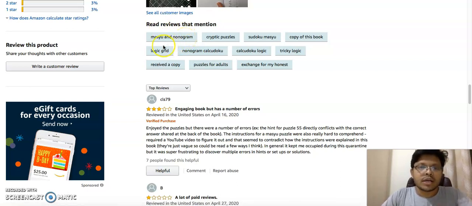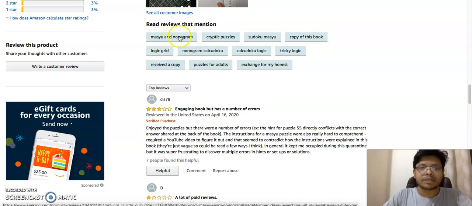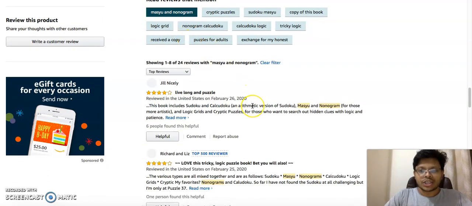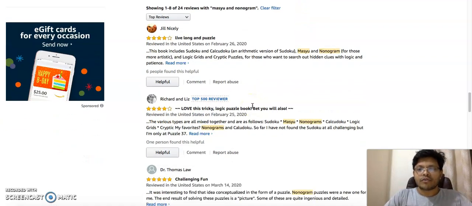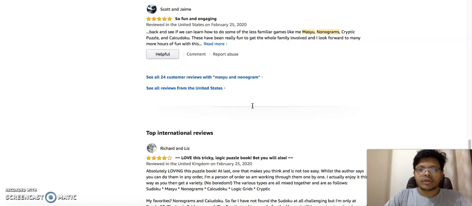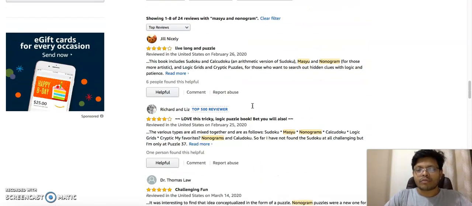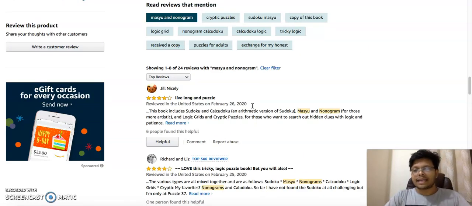Personally, I have not done a lot of these type of puzzles, but you get the idea, right? You get the idea that people are actually looking for these kind of puzzles. Just look at the number of reviews that involve this particular word. That is a clear indication that people know about these words. It may be new to you, but people are actually looking for this.